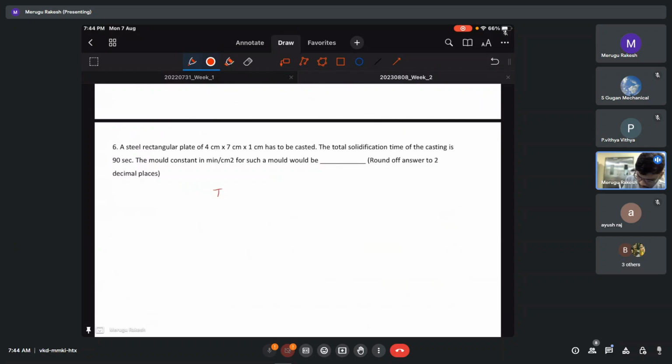The total solidification time is mold constant multiplied by (volume by area) whole square. So now we need Cm. We can rewrite this formula as Cm is equal to Tst divided by (volume by area) whole square. Now they have given 90 seconds, but the units are in minutes, so you have to convert this. 90 seconds means 1.5 minutes, right?